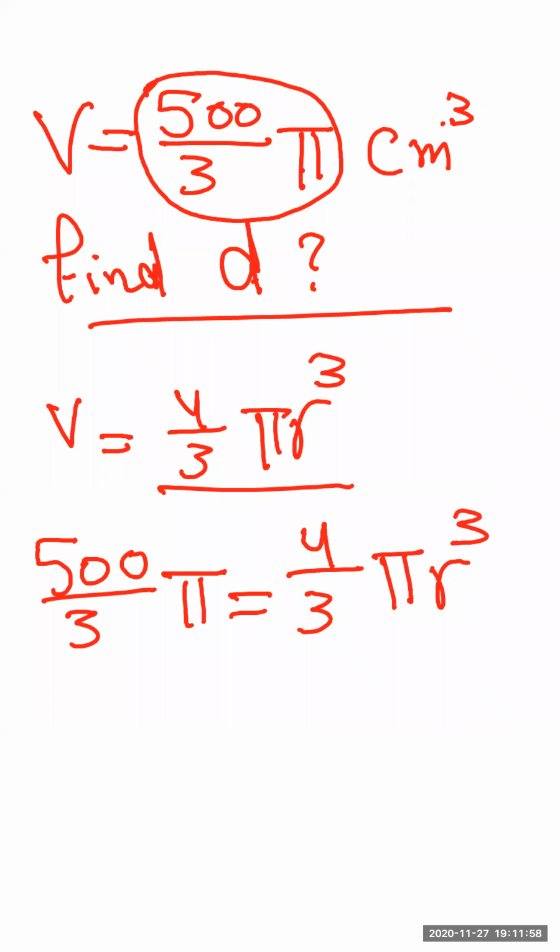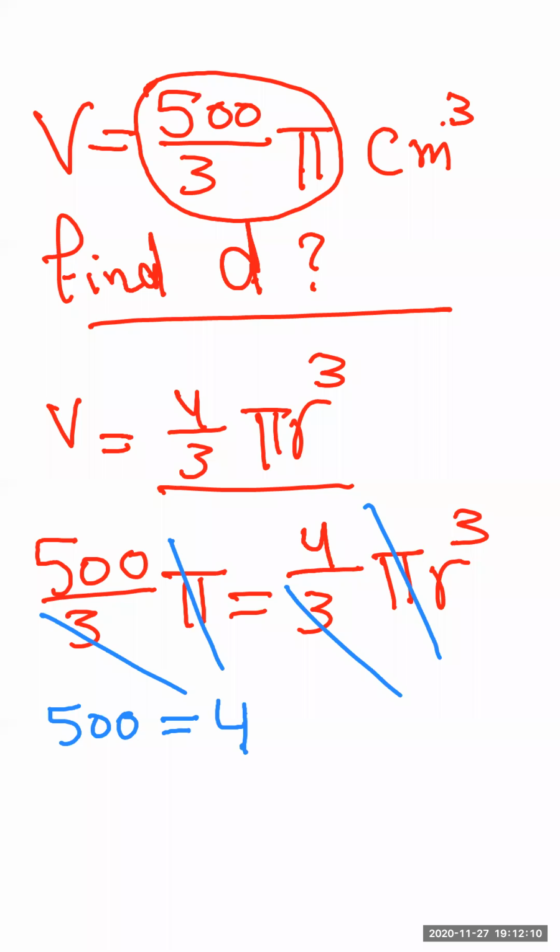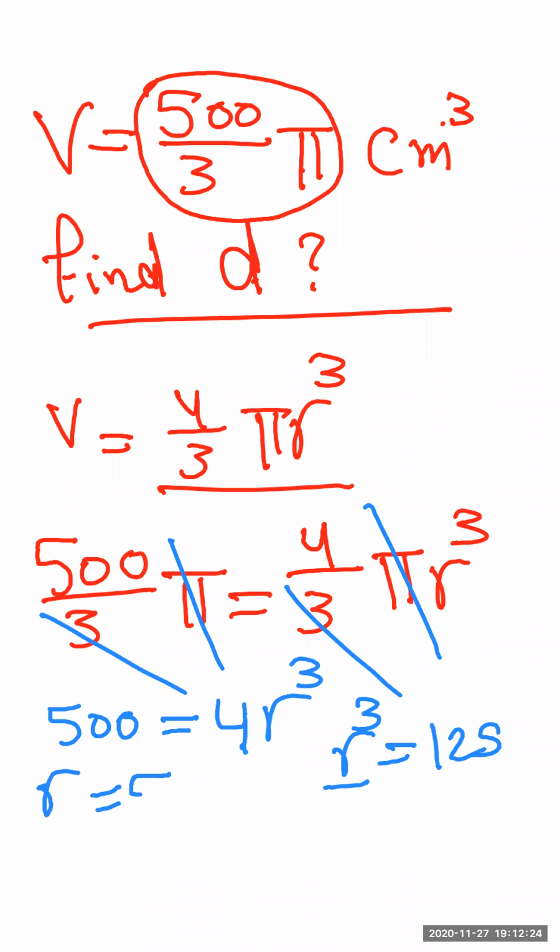So now simplify, remove π with π, remove the 3 from the denominator and the 3 from the denominator. So 500 equals 4r^3. So r cubed will equal 500 divided by 4, which is 125. So r will equal the cubic root of 125, which equals 5. Then diameter equals 2r, so it will equal 10 centimeters.